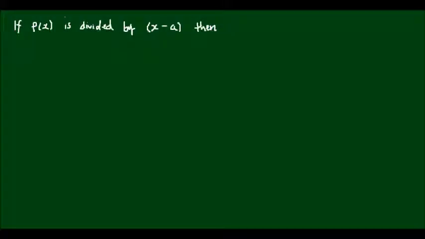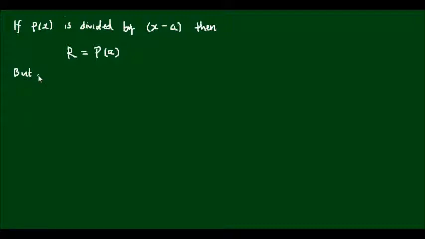Hello and welcome. In my last video we learnt about the remainder theorem, and that is if a polynomial p of x is divided by a linear divisor, x minus a, then the remainder r is simply equal to the polynomial evaluated at x is equal to a.